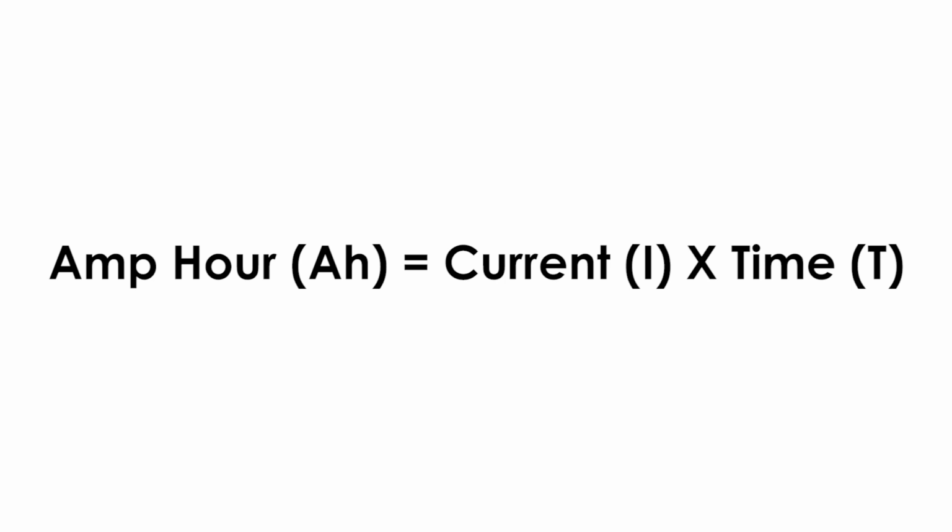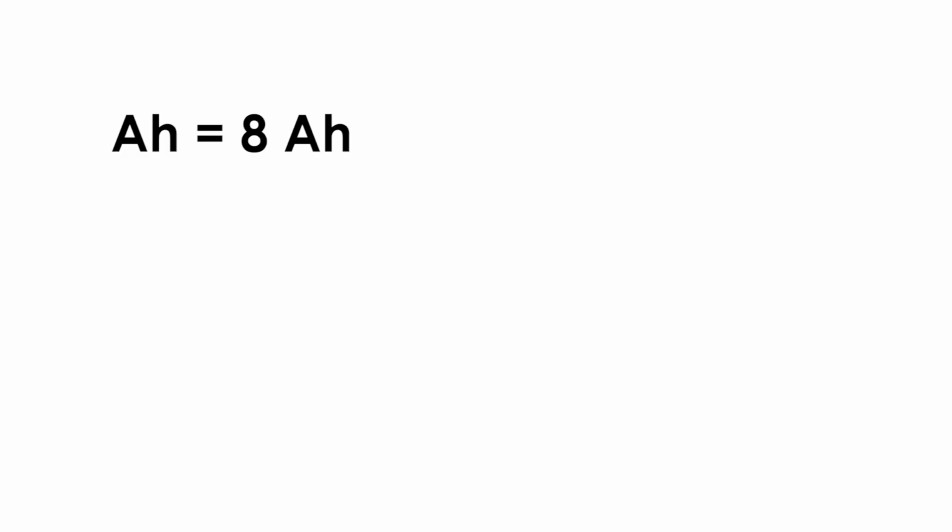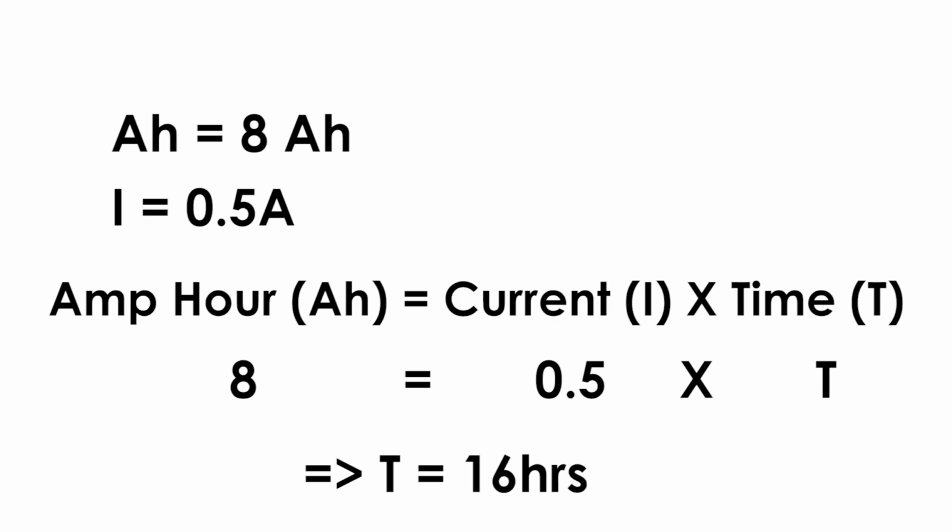There's also a formula by which you can calculate the discharge time if you know how much current the component draws, and that is ampere hour is equal to current into the discharge time. So for example, if I have a battery which has 8 ampere hours of energy and the component that it's connected to draws 0.5 ampere of current, the discharge time will be equal to 16 hours.